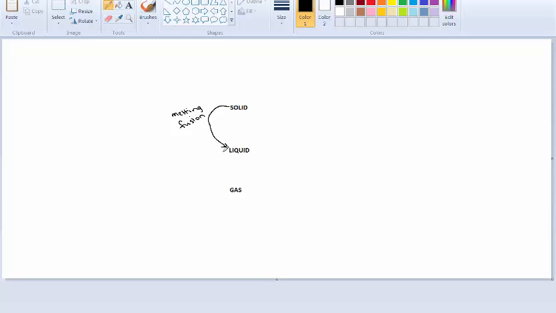If we have a liquid and we want to change that liquid into a gas, we know that as the word boiling. But again, just like before, we want to learn a new vocabulary word for going from a liquid to a gas, and that vocabulary word is vaporization.